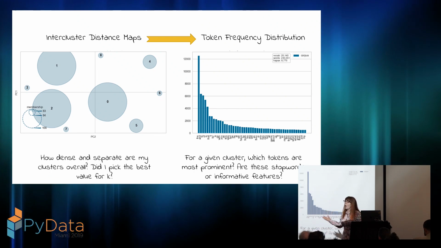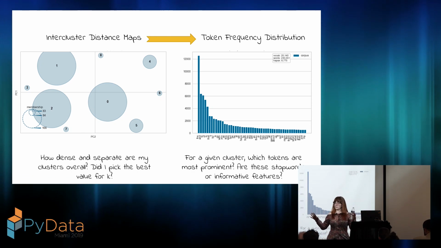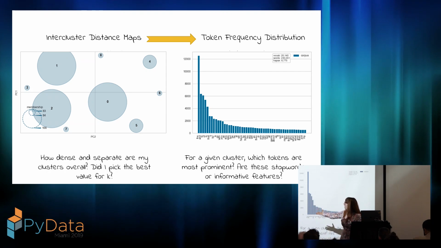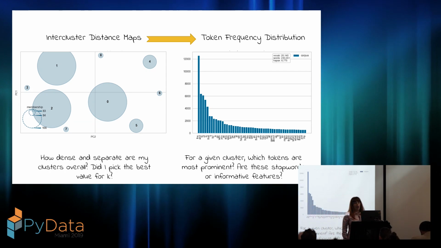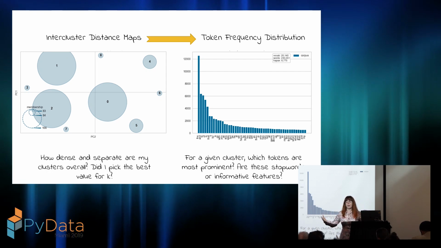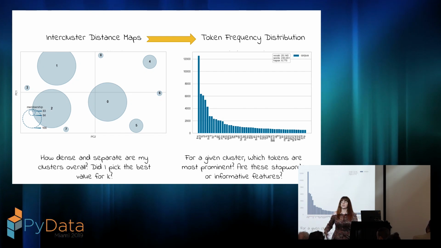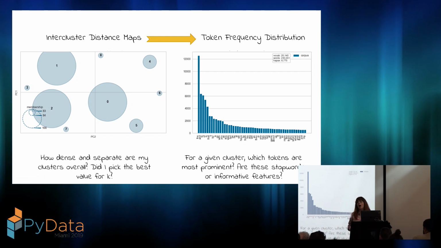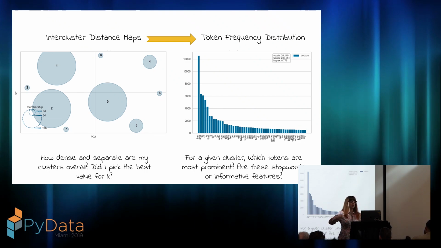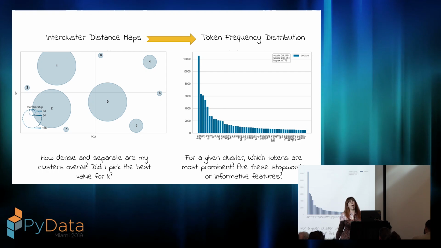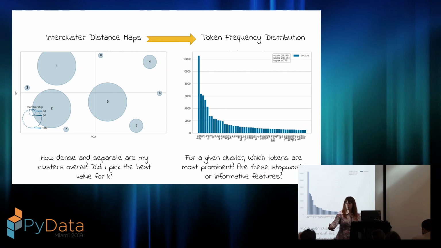Because we will know that we've picked a good K if our clusters are very separate from each other and very dense. And you can very quickly and intuitively see that with the intercluster distance map. And then once we feel confident about the K, so we've tried a bunch of different K, we've done a bunch of these plots, now we're confident about our K, now maybe we'll dig into each of the resultant clusters, and do something like a token frequency distribution and try to see if we can figure out what the most informative features are for that cluster.